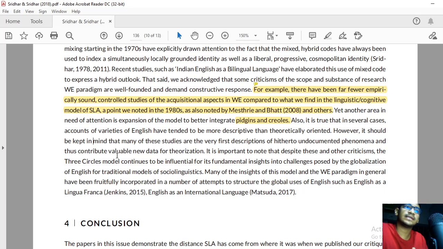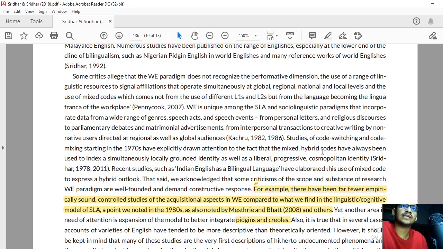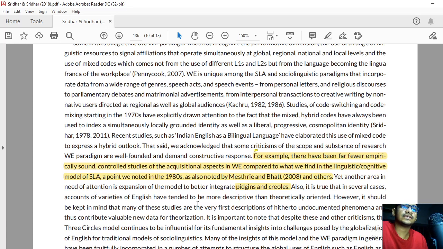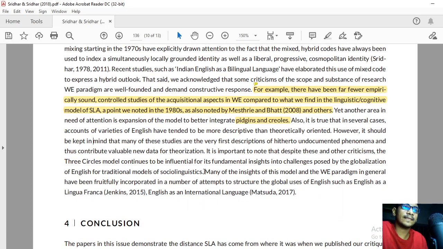So Kachru's three circles model, despite it being so widely controversial, and it was established in the 1980s, is still holding strong. And there are also many defenses, like Sridhar defended it. So yes, it is still influential.